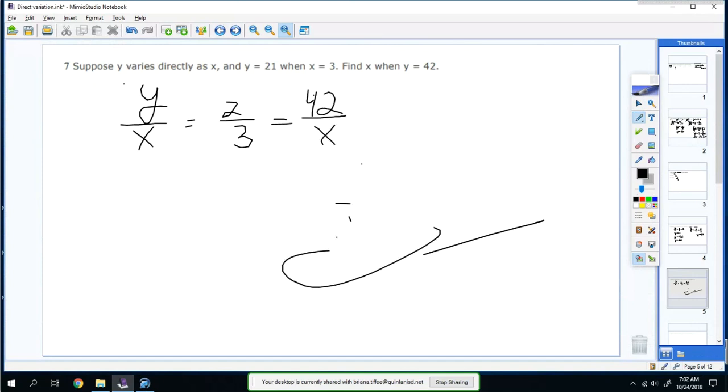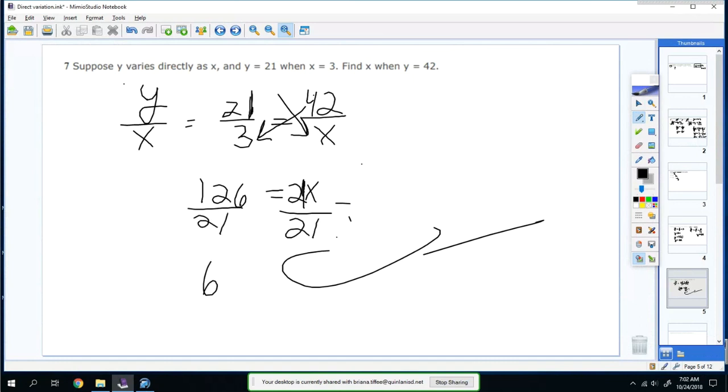42 over x, so that's what I'm looking for. So you do 42 times 3, which is 126, and then 2 times x, which is just 2x. You divide it, and that's supposed to be a 21. There you go. That makes more sense. So it'd be 21. Divide 21 by both sides, and then that would be 6.